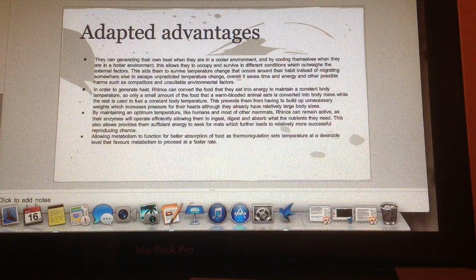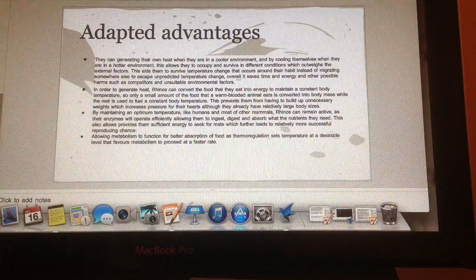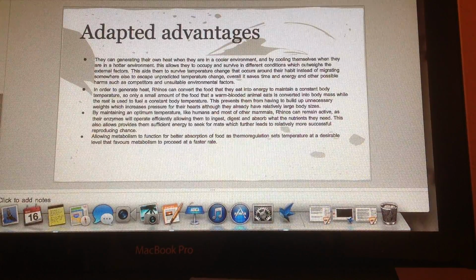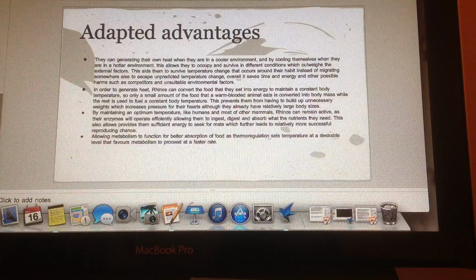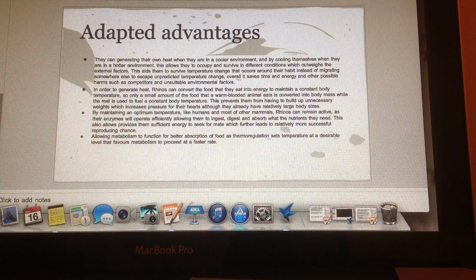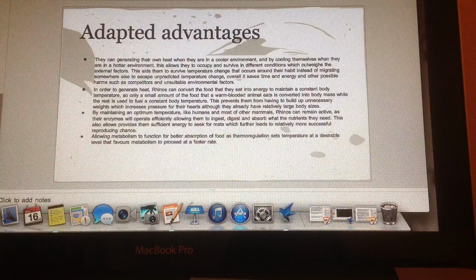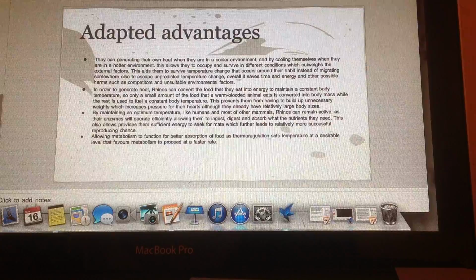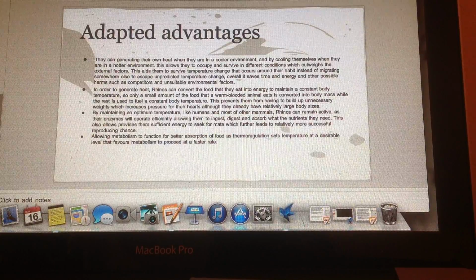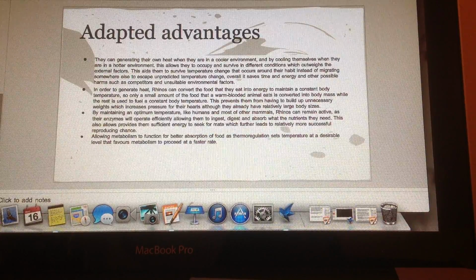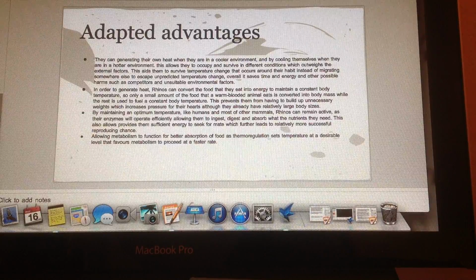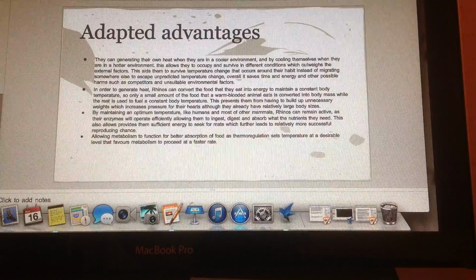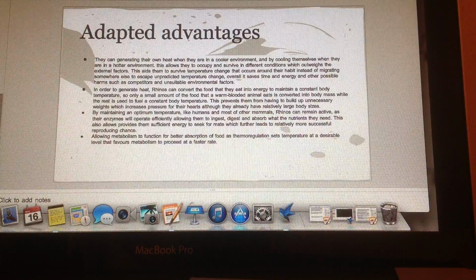So here are some adapted advantages of thermoregulation. They can generate their own heat when they are in a cool environment, and cool themselves when they are in a hotter environment. This allows them to occupy and survive in different conditions, which outweighs the external factors. This aids them to survive temperature changes that occur around their habitats, instead of migrating somewhere else to escape unpredicted temperature change. Overall, it saves them time and energy and other possible harms, such as competitors and unsuitable environmental factors.